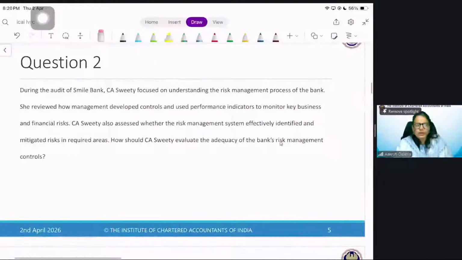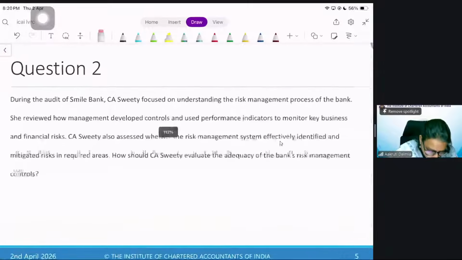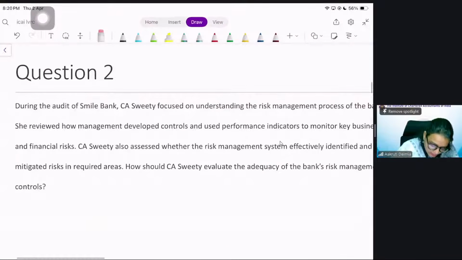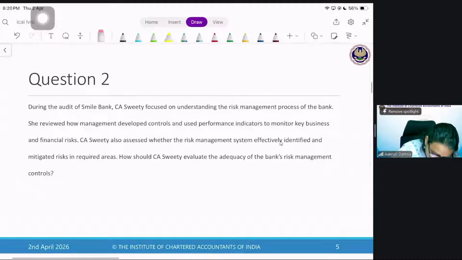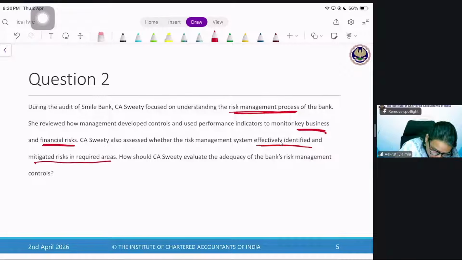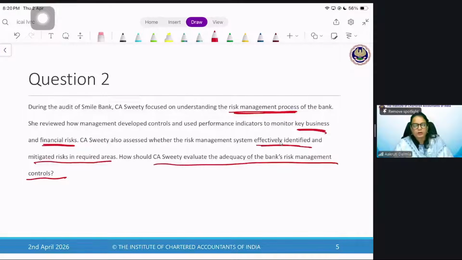Answer number 2. A little theoretical answer. That's why I left it for the end. During the audit of Smile Bank, CA Sweetie focused on understanding the risk management process of the entity. She reviewed how management developed controls and used performance indicators to monitor key business and financial risks. CA Sweetie also assessed whether the risk management system effectively identified and mitigated risk in required areas. How should CA Sweetie evaluate the adequacy of the bank's risk management controls?